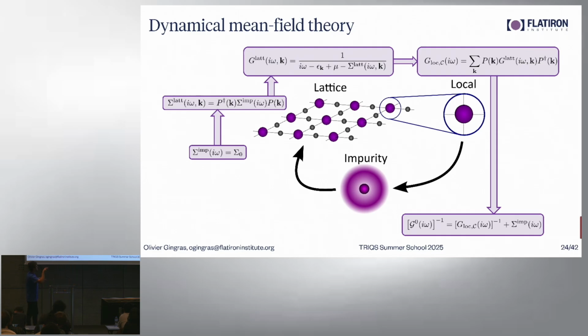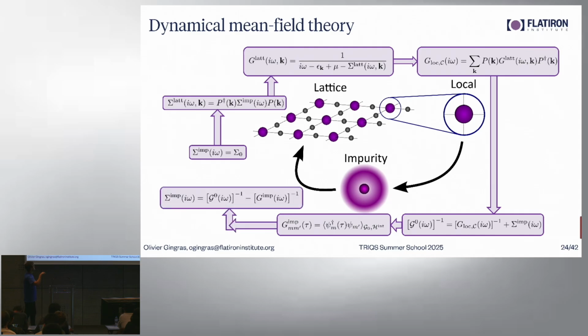I get my effective non-interacting Weiss field, which is used to solve for the impurity Green's function in the presence of an interaction Hamiltonian. This is, again, the hard part, where you use an impurity solver like CT-HYB that we've just seen, or CT-SEG, or CT-INT. From this Green's function, you can extract the new self-energy of the impurity, and you embed it back into the lattice, and you have a loop. So this is the DMFT loop.